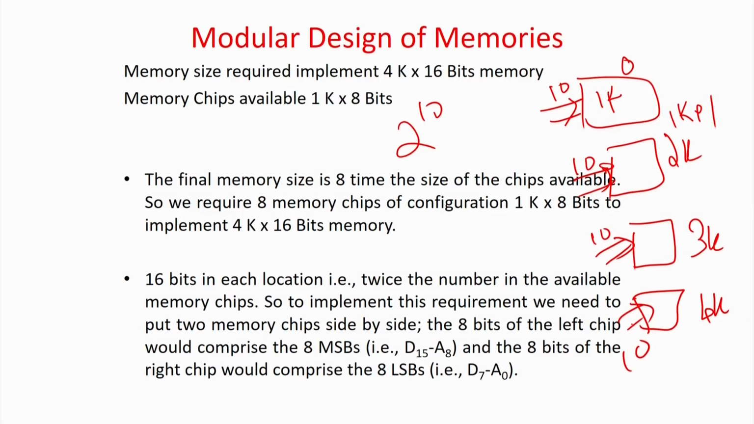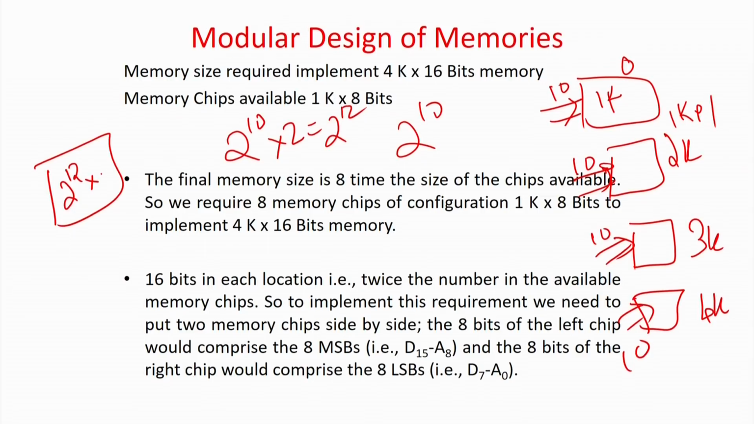So a 10-bit address bus is there, and you have 4K. A 4K memory means 2 to the power 10 into 2, that is equal to 2 to the power 12. So in this case the address bus size is 12 for the overall memory, because the overall memory is 4K by 16, that is 2 to the power 12 into 16, which is the overall configuration.